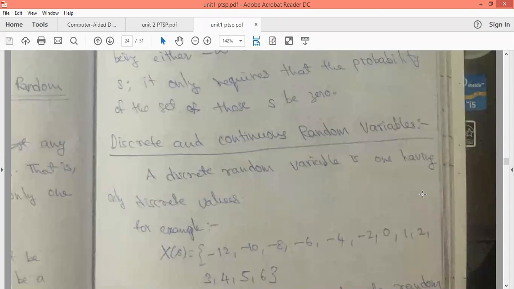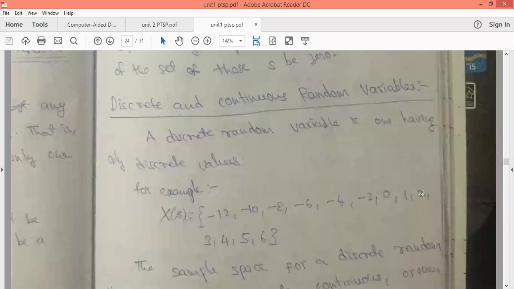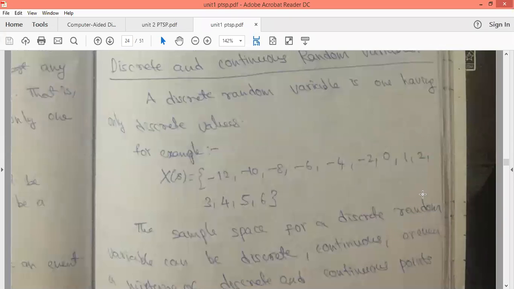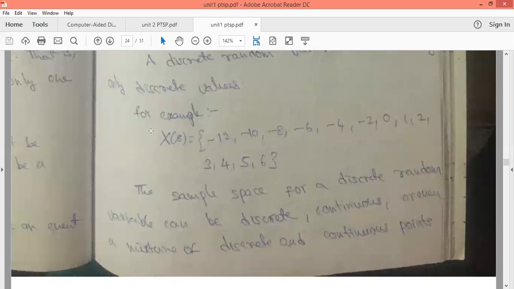Okay, now we'll discuss the different types of random variables. The first one is the discrete random variable. The discrete random variable has discrete values like this. For example, X(s) is given as minus 12, minus 10. These are discrete random variables, that is, you are able to count them. Okay, so it has discrete values.